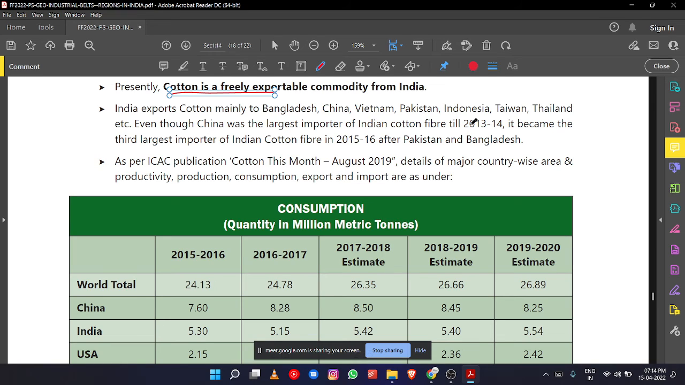India exports cotton mainly to these countries: Bangladesh, China, Vietnam, Pakistan, Indonesia, Taiwan, and Thailand. Because there is a presence of cotton and textile mills as well as units that produce cloth, especially concentrated in these Asian states. China was the largest importer of Indian cotton fiber till 2013-14, and now it became the third largest one after Pakistan and Bangladesh. But earlier it used to import the majority of it from India itself.